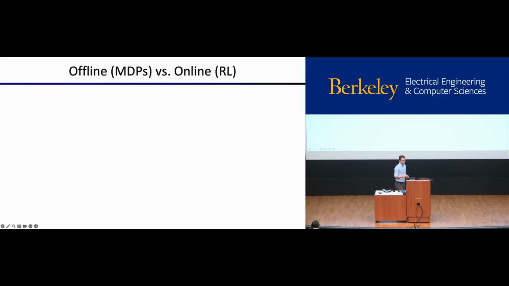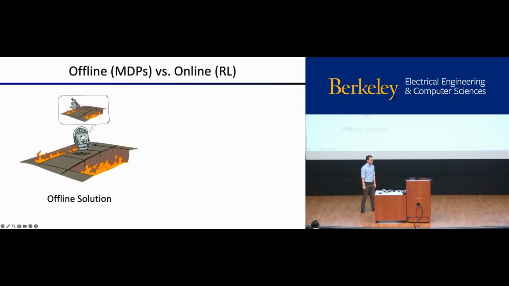Okay. I also want to contrast offline versus online. So in the original setting when we introduced MDPs, this is sort of like planning. Like you have a model of the world, you just want to come up with the best policy. And so that kind of looks like this.